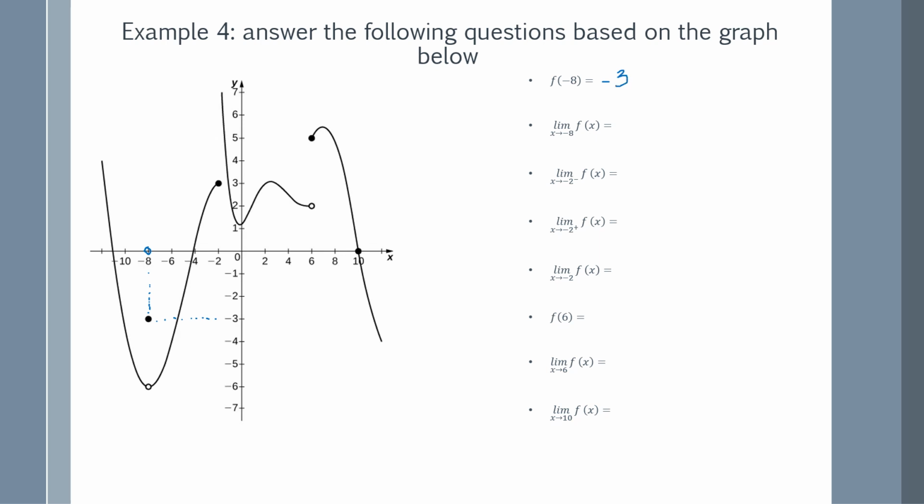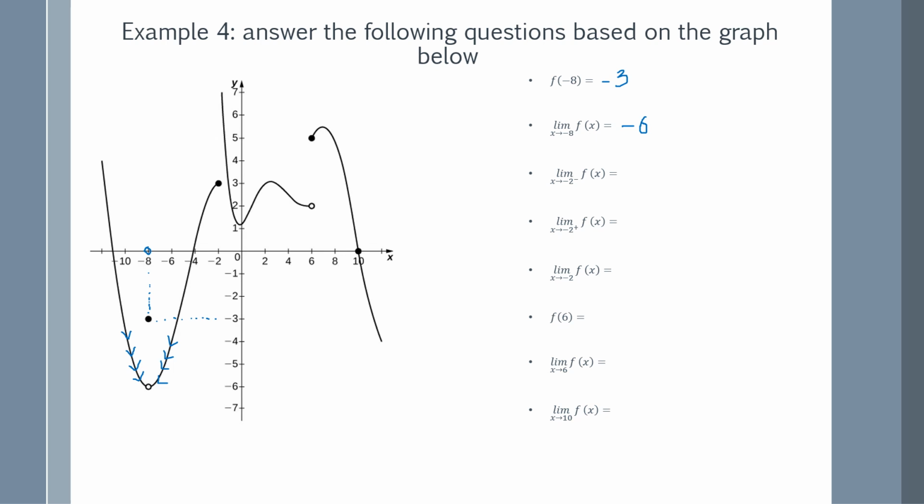Let's take a look at the limit of our function as x goes to -8, which means we need to consider both left and right limits. As we go to -8 from the left side, it looks like our limit is -6. Similarly, as we go to -8 from the right, the limit is also -6. So the two one-sided limits are the same, which means the limit as x goes to -8 is -6.